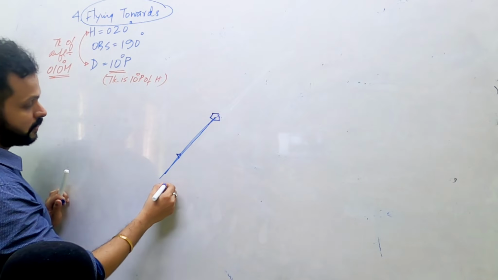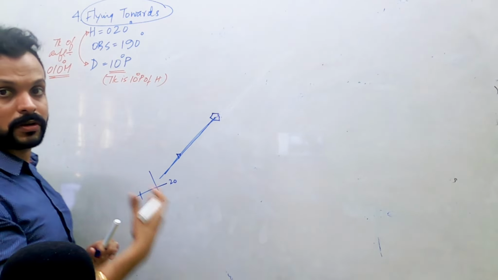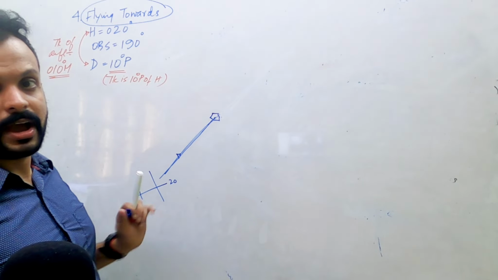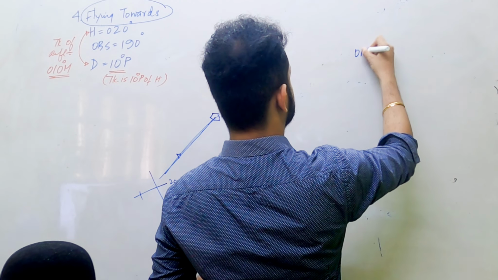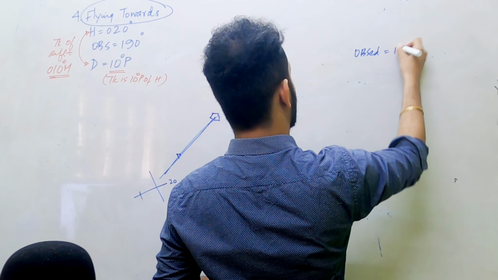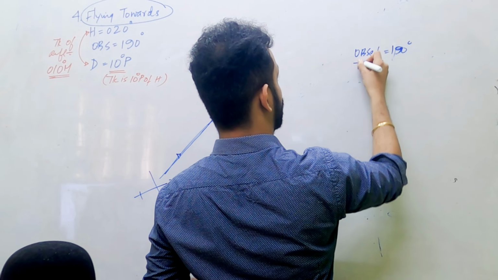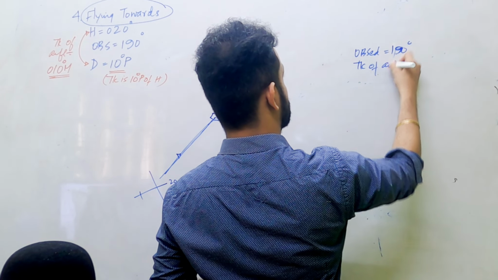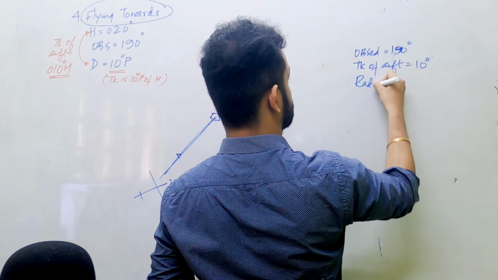And what is the heading of the aircraft? Heading of the aircraft is 20, so you can place the aircraft. Is it clear so far? The track which I found out and the heading. Therefore, what is the OBS radial? 190. What is the track of aircraft? 10 degrees.